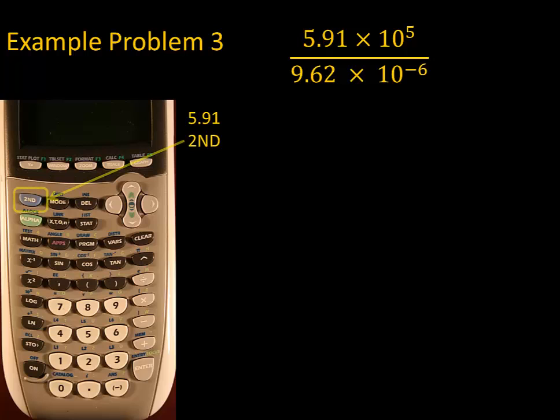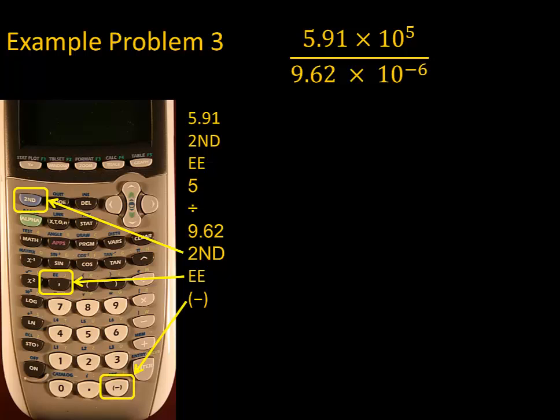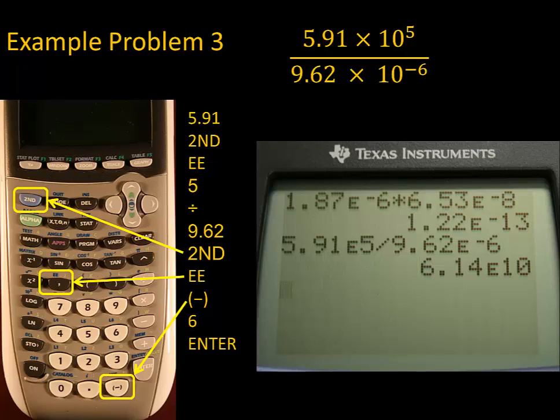5.91, 2nd, EE, 5, divided by 9.62, 2nd, EE. The denominator has a negative exponent on the 10, so I have to use the minus sign wrapped in parentheses. And then 6. Enter. The result the calculator gives is shown here, and here is the way you should write it: 6.14 times 10 to the 10th.